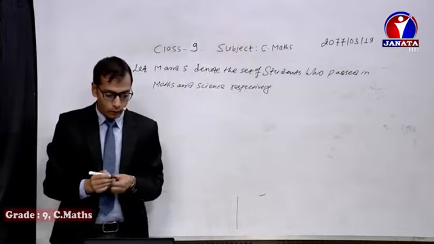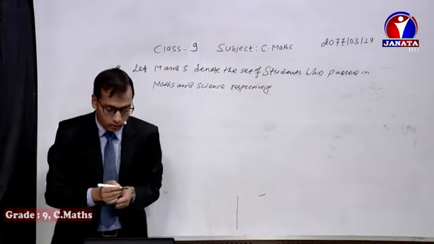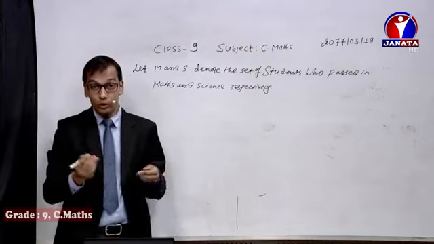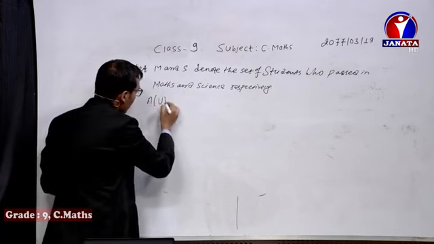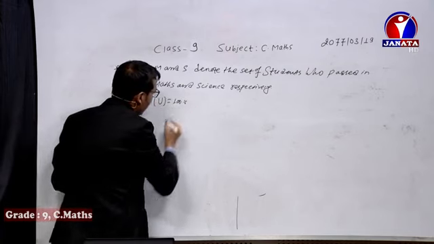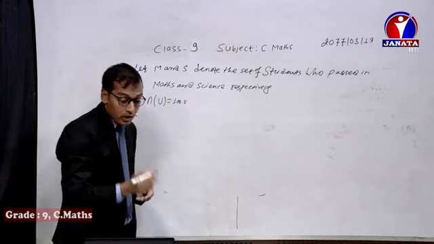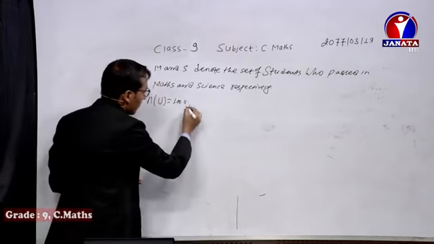Okay, so talking about the question based on percentage, we know the total percent is 100. So what is n of U? N of U is 100%. What percent of students passed in mathematics?